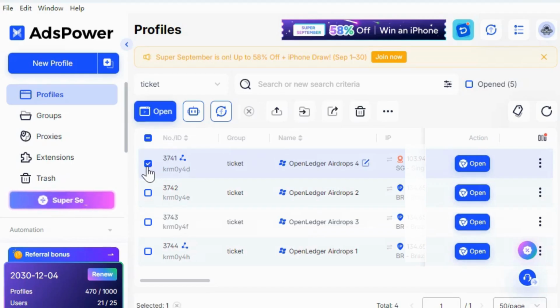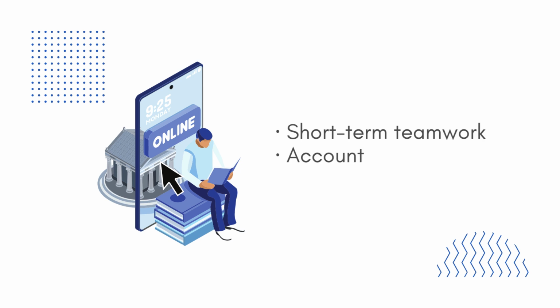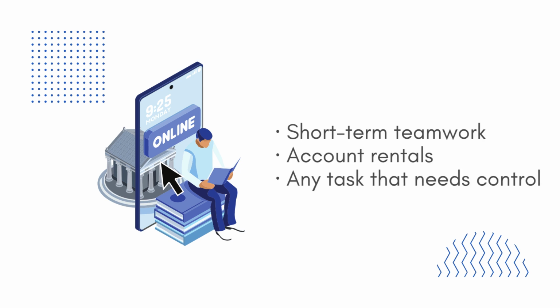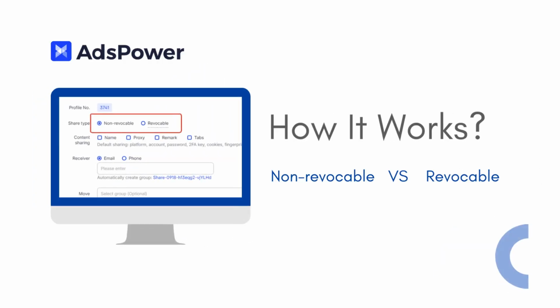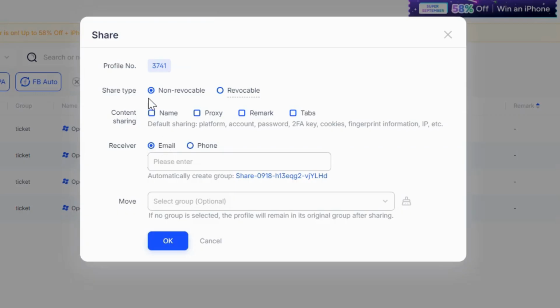With Revocable Profile Sharing, you can share single or multiple profiles with another user. It's perfect for short-term teamwork, account rentals, or any task where staying in control really matters. When sharing, there are two options: non-revocable, which you can't take back, and revocable, which you can revoke whenever you want.